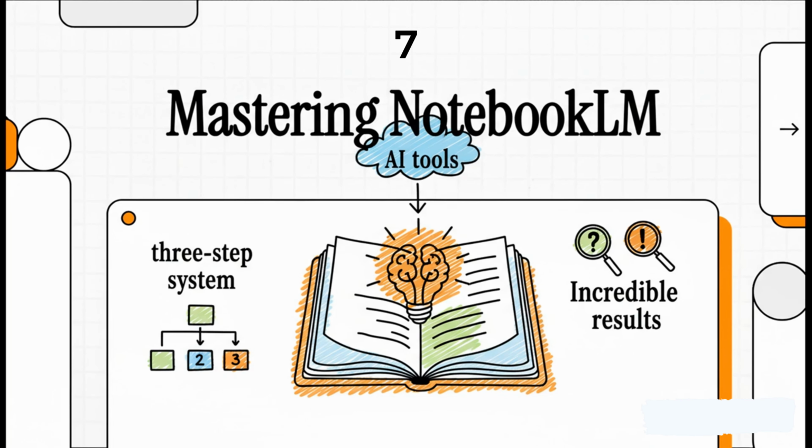You know, NotebookLM is without a doubt one of the most powerful free AI tools out there. But there's a catch. There's a secret to it. The difference between getting these incredible, mind-blowing results and, well, feeling completely disappointed, it all comes down to a really simple 3-step system. Okay, let's get into it.